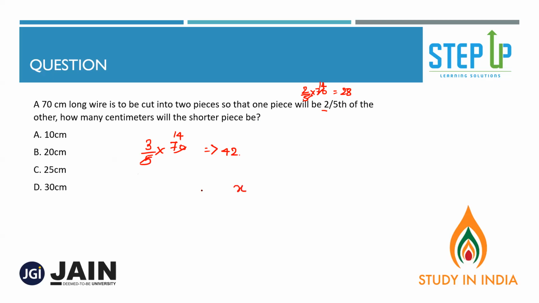If one is X, then the other one is 2/5 of X. Sorry, people, this is not the solution. I'm sorry.